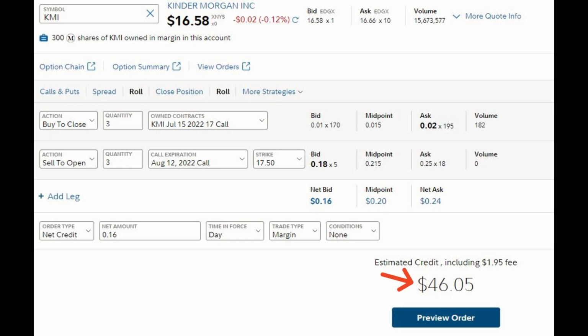I don't have a whole lot in this. It's 300 shares at about $16.60 is my average price. Like I said, my basis is down to about 15, so I've got about $4,500 in this. So $46 is not bad rolling it out a month.